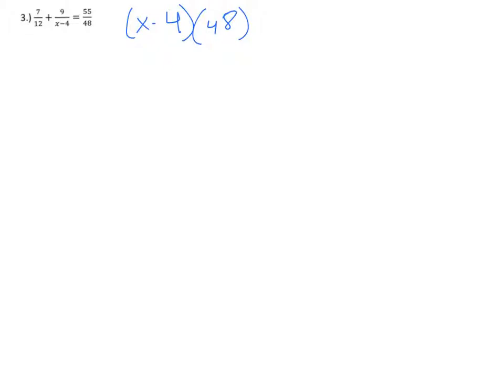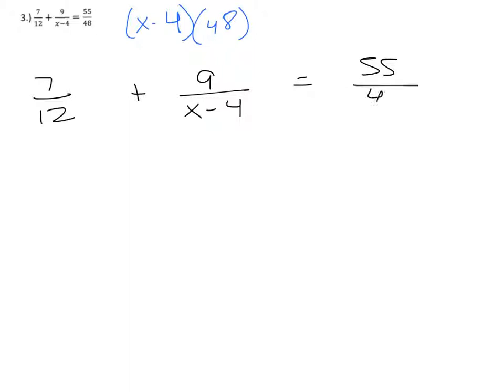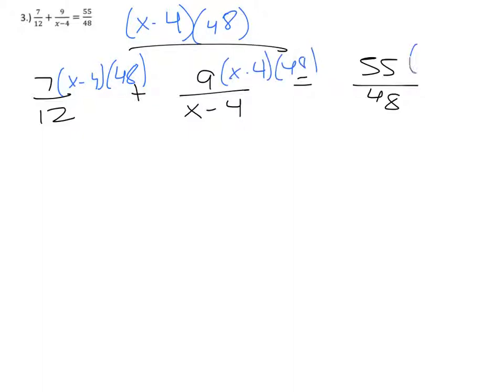Again, I'm going to go ahead and rewrite the problem out so that it's bigger and you can see what I'm actually doing here. So we have 7 over 12 plus 9 over x minus 4 equals 55 over 48. So now that we have our least common denominator, we want to multiply each piece by that. So we have x minus 4 times 48 on each piece.